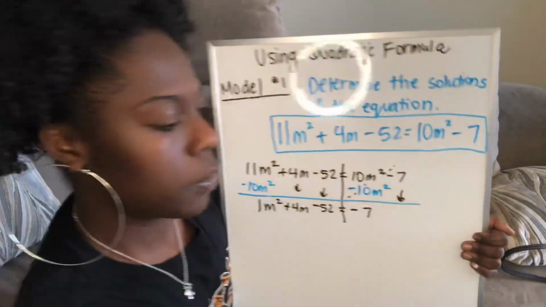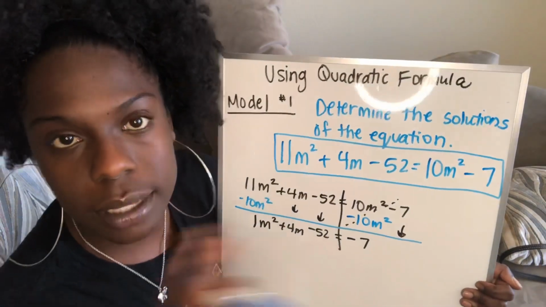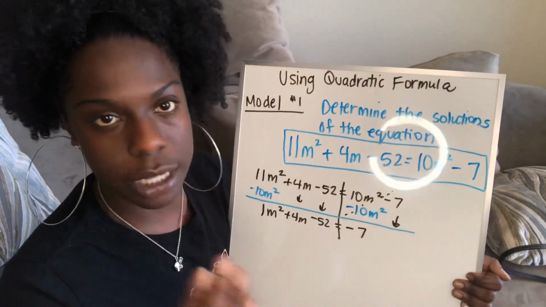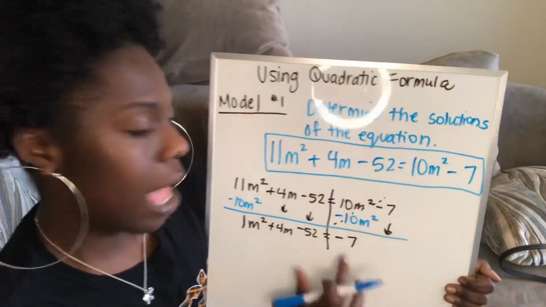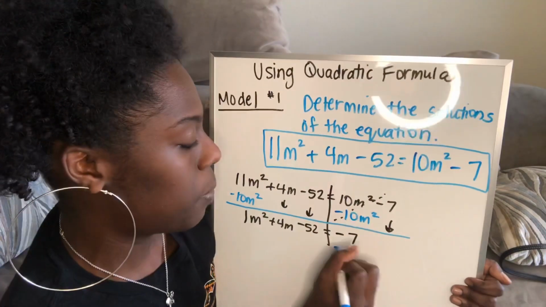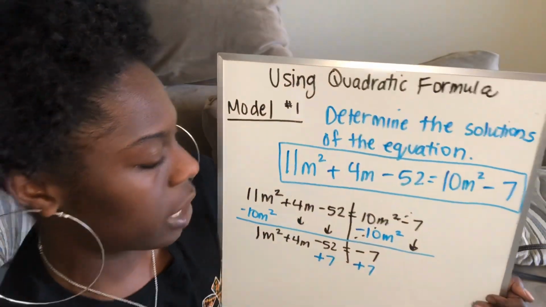Then we're going to keep going. We still have negative 7. Our equation does not equal 0. It has to equal 0 because that is when we have our x-intercepts, when y equals 0. So we are going to do the inverse here as well. The opposite of negative 7 is positive 7, so we're going to add 7. We add 7 to both sides.